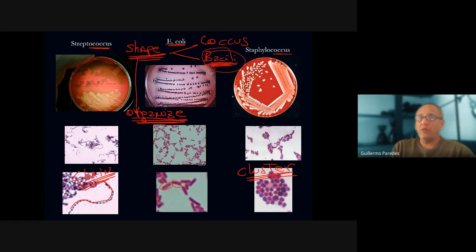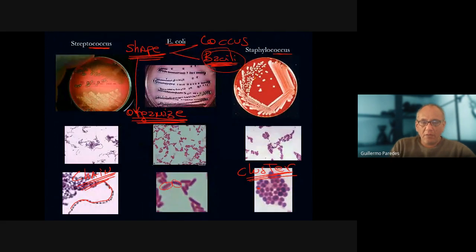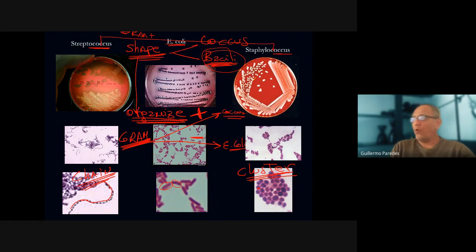But there is one more component that we need to remember, which is the gram stain. Talking about the gram stain, I will tell you, gram stain is going to be two colors. We have the positive gram and the negative gram. We already know that Streptococcus and Staphylococcus are gram positive. So these are the Staphylococcus. And the gram negative is going to be the E. coli.